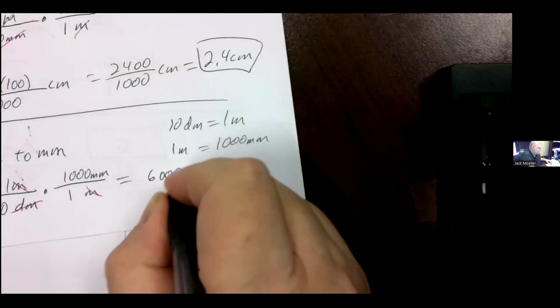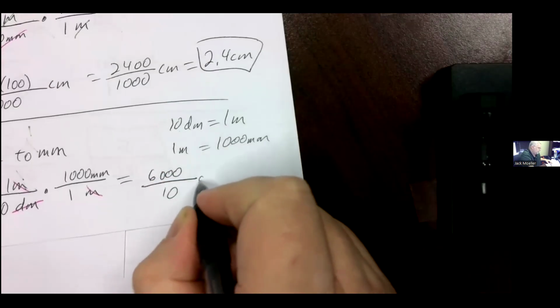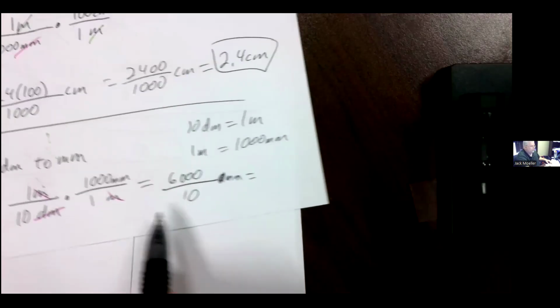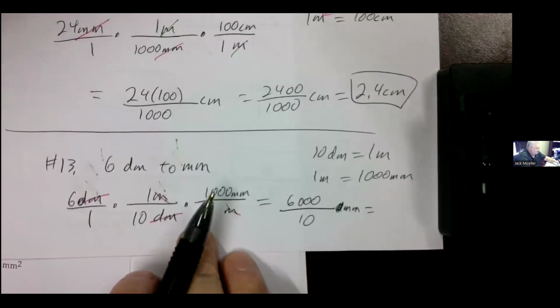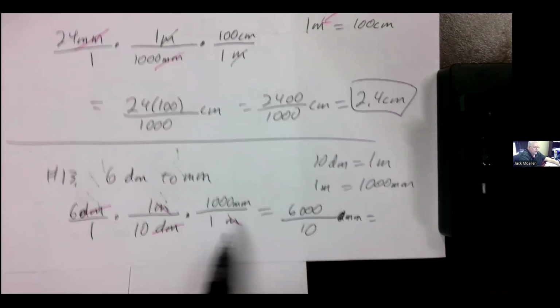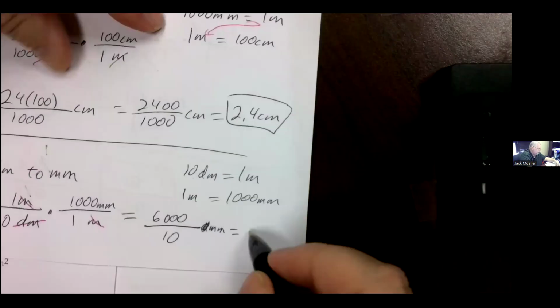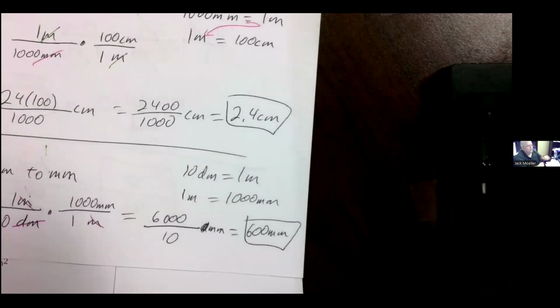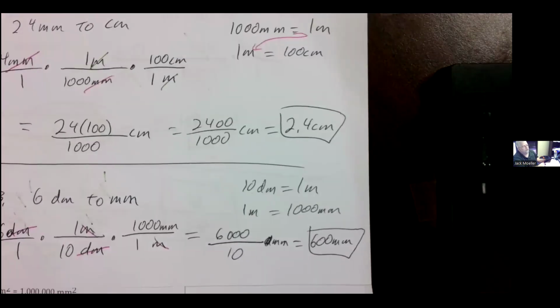So now you just multiply the top, multiply the bottom. On the top, we have 6 times 1,000. On the bottom, we're dividing by 10. Again, I do those separately: 6 times 1,000, and then 10 times 1. And so our final answer would be 600 millimeters. So 6 decimeters would be 600 millimeters.